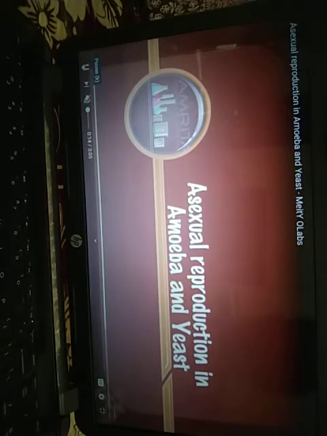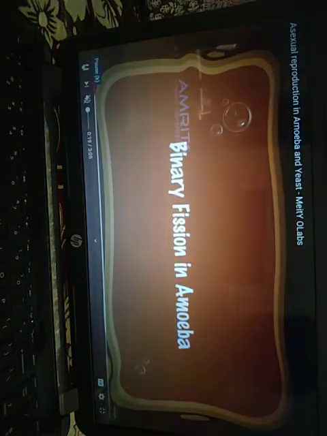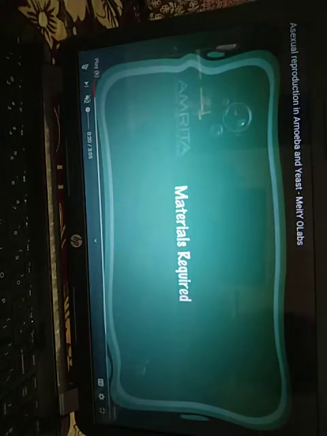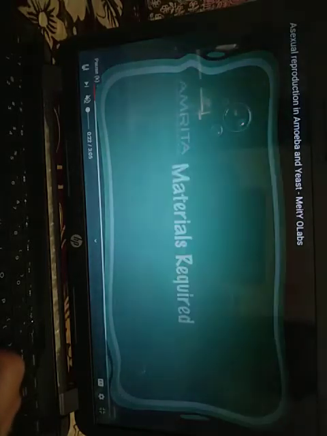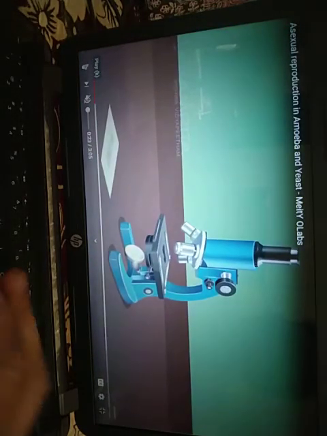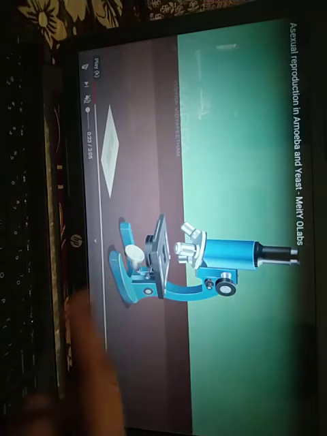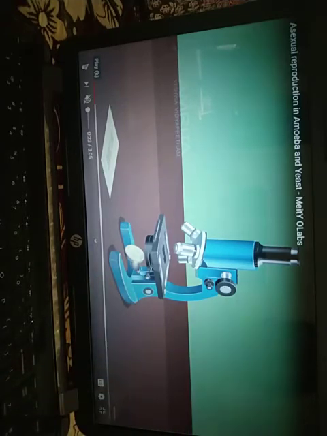So in asexual reproduction, we know that binary fission is one of the modes of asexual reproduction in the case of amoeba and some other organisms like plasmodium and euglena. So in order to see the binary fission, what are the materials that are required? We need a microscope and a prepared slide.